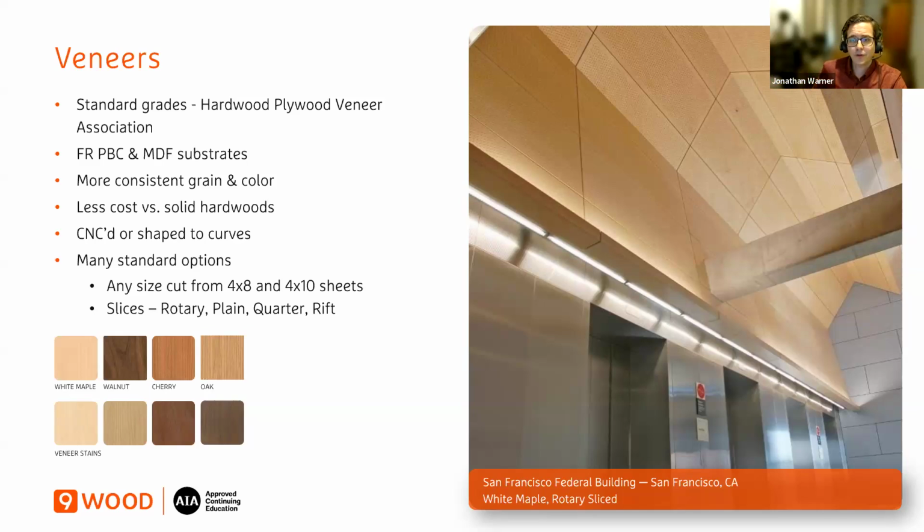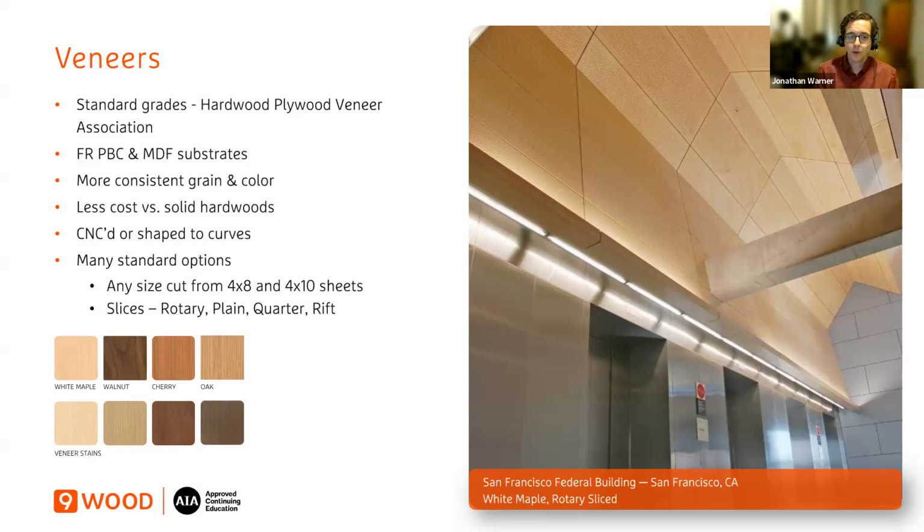And they're going to have substrates that are fire rated particle board core or MDF. And as I mentioned, the fire rating is impregnated in the core when it's manufactured. And so it helps achieve that Class A rating. And so manufacturers you're dealing with should be able to provide you with the information to verify that that's the case. It's more consistent in grain and color, apples to apples when you're looking at the same species in a veneer versus a solid. And apples to apples, it's less cost than a solid wood.